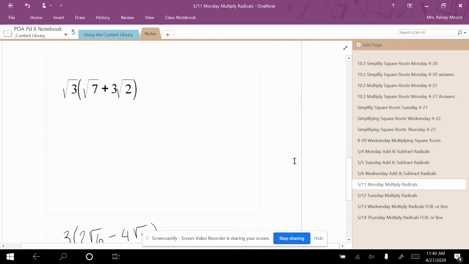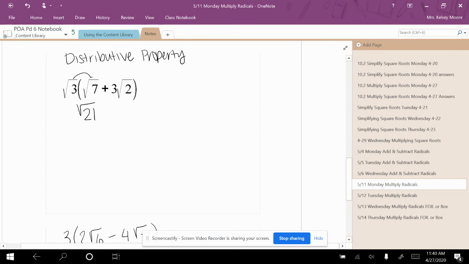Okay, my next example is using the distributive property. So let me write that down. Okay, so whenever we want to distribute the square root of 3, square root of 3 times the square root of 7 is square root of 21.